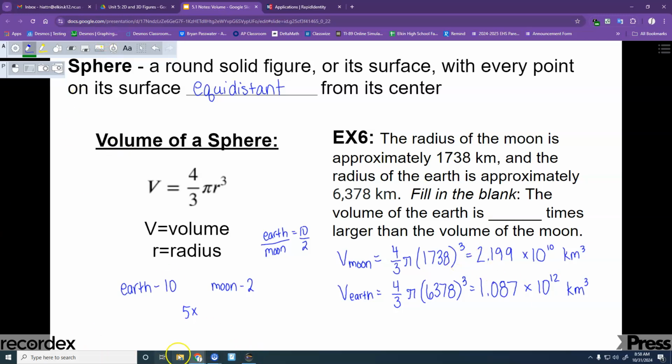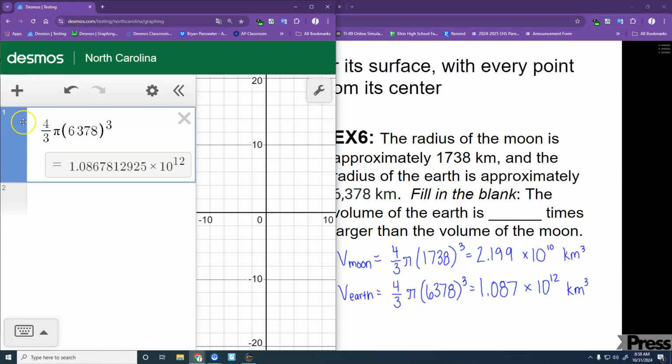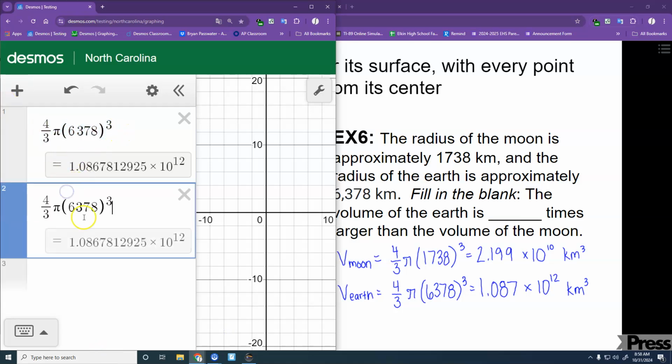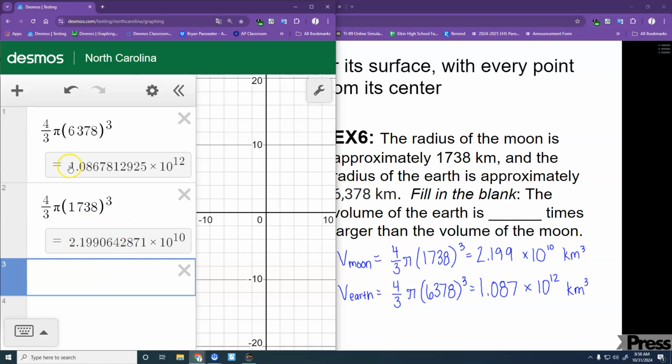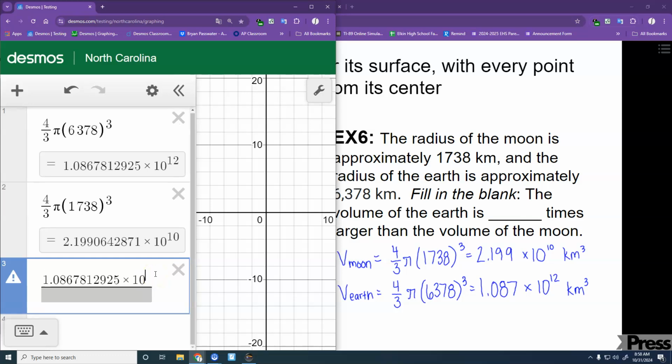And over here in Desmos, I guess I could do this. Let's do this. That's Earth. Let's change that back to moon. 1738. Okay, so I'm going to take this number right here. Oh, it didn't do it. Let's do 2 to the 12th. It might not like that X right there. I don't know. We'll have to see.